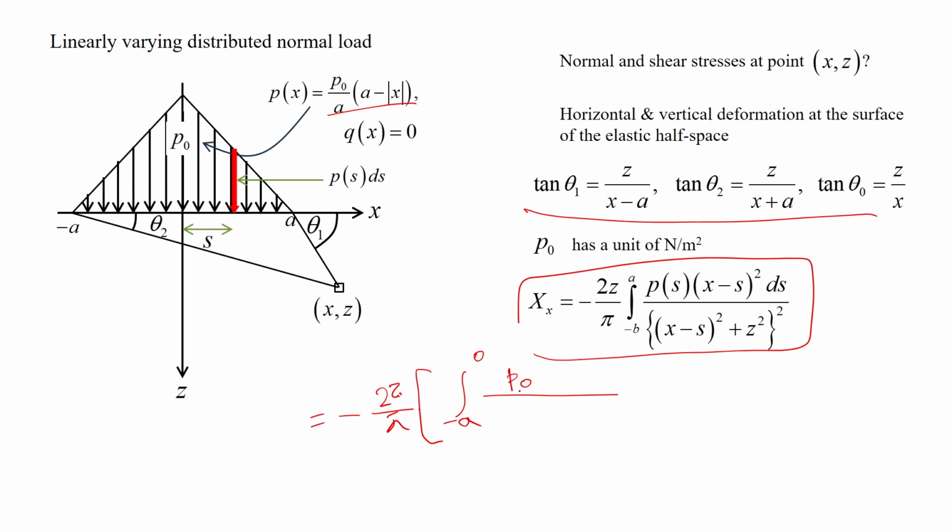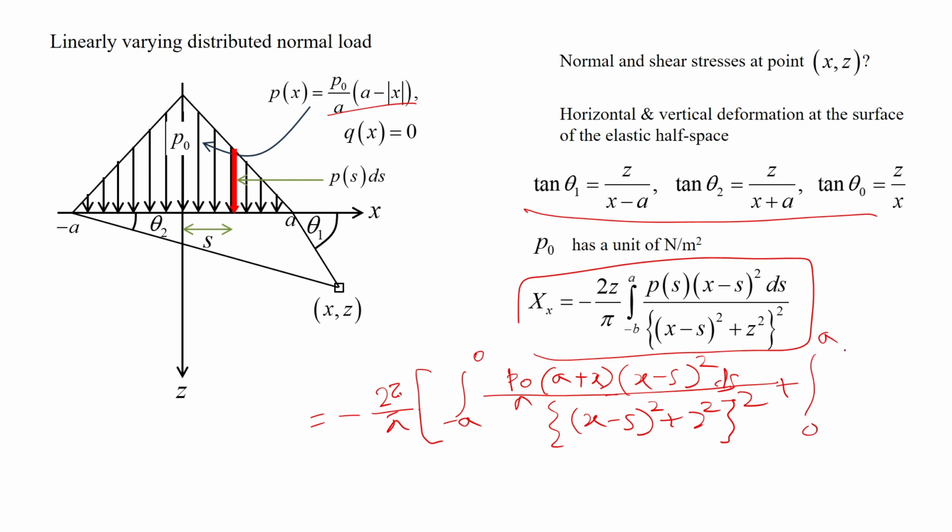So, it will be p0 by a, and it should be (a plus x) into (x minus s) square ds, and over here it is (x minus s) square plus z square, okay, squared like this. And in the other limit from 0 to a, it is p0 into (a minus x) into (x minus s) square, divided by the same thing again, into ds.